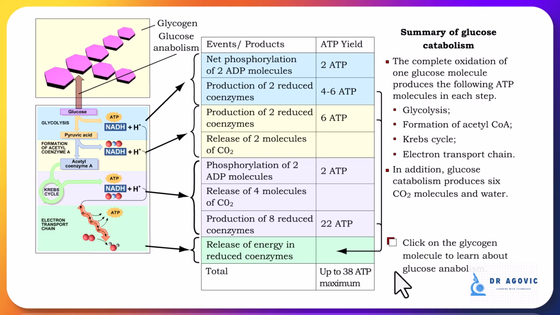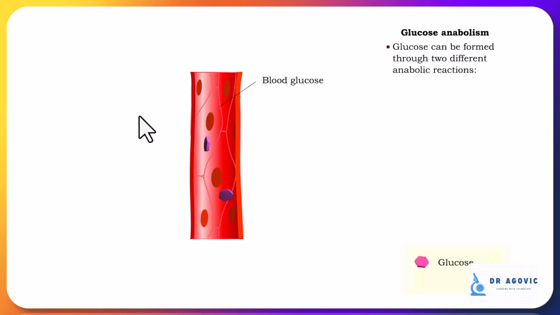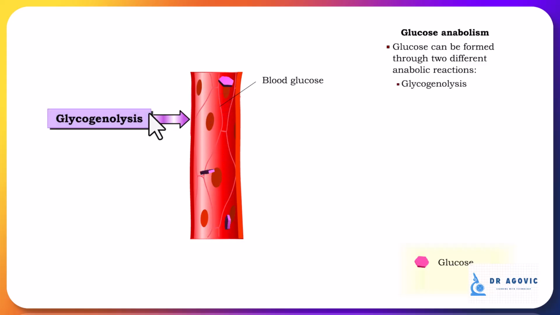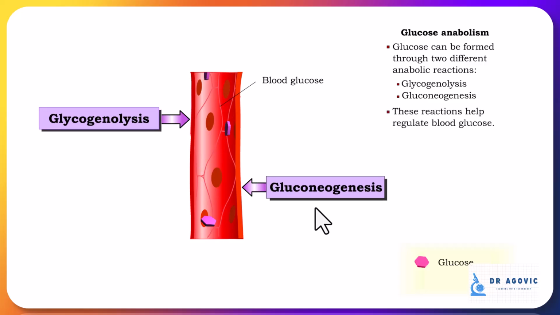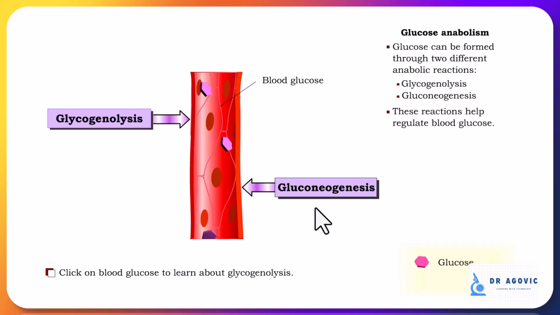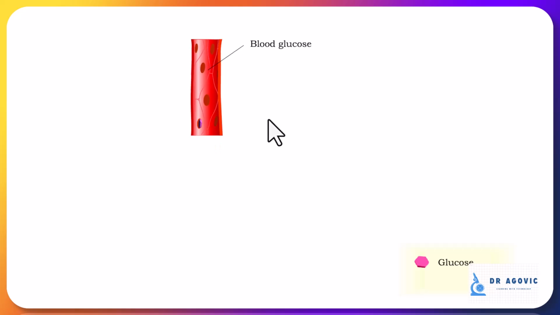Now let's learn a little bit about glucose anabolism. That means making of glucose molecules. Glucose can be formed through two different anabolic reactions, glycogenolysis and gluconeogenesis. These reactions help to regulate blood glucose. So let's explore each one of these, beginning with glycogenolysis.